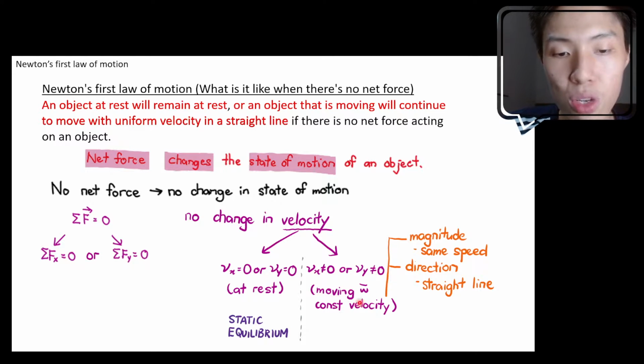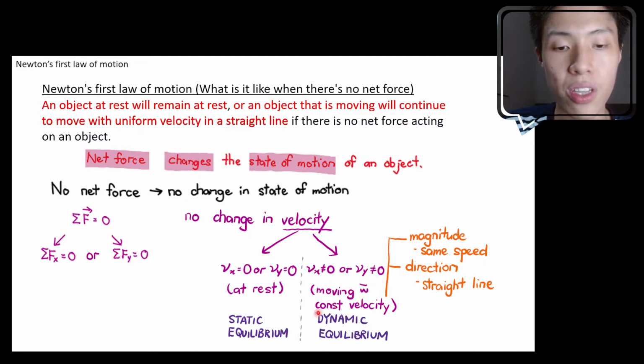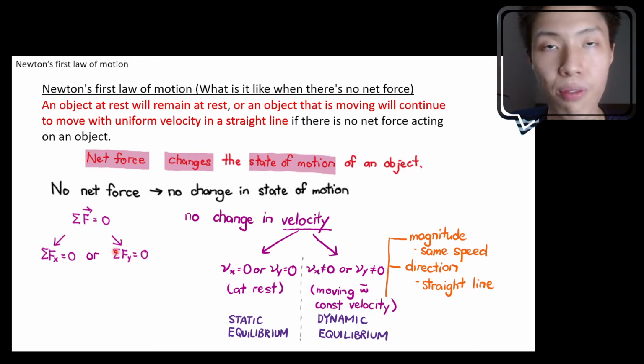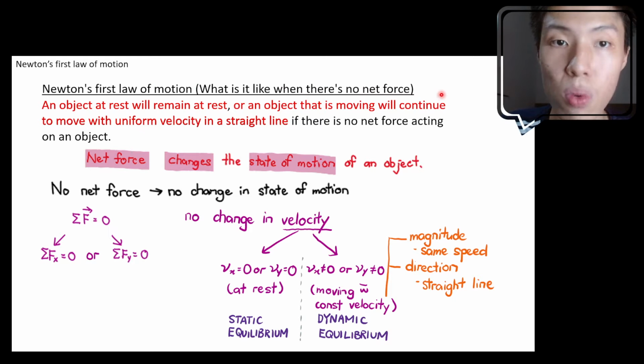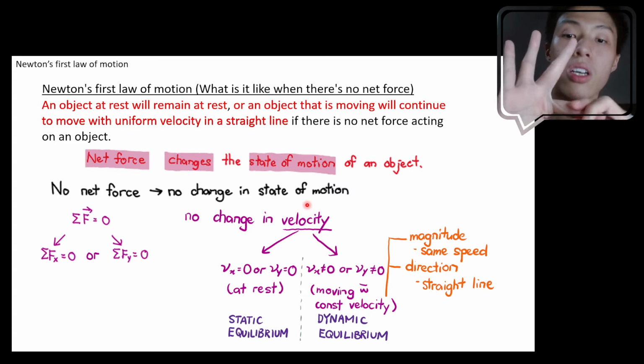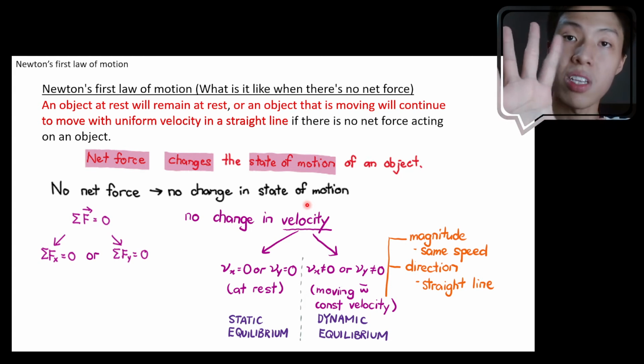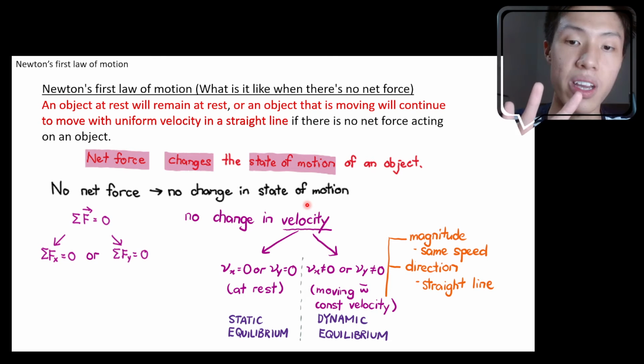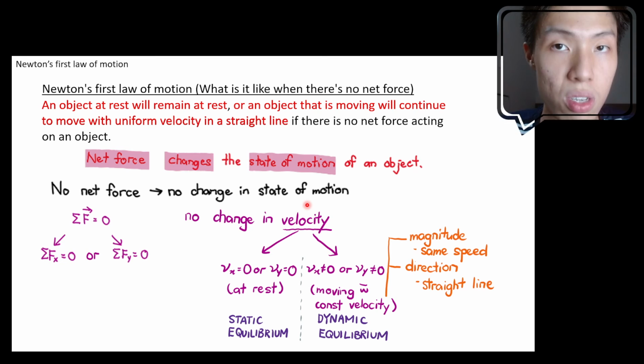This kind of situation where an object is moving and continues to move with constant velocity, we call dynamic equilibrium. So there are two cases here, static equilibrium and dynamic equilibrium, and this happens if your net force is equal to 0. To sum up, Newton's first law is used to describe a situation when there is no net force. When there is no net force, there will be no change in velocity, which is composed of magnitude and direction. No change in magnitude means constant speed. No change in direction means moving in a straight line. If it's initially at rest, then you continue to remain at rest.